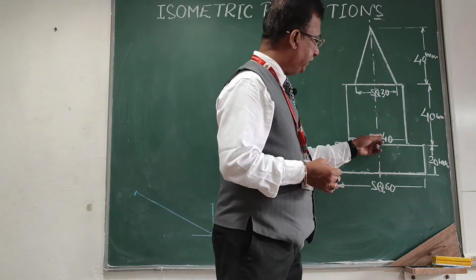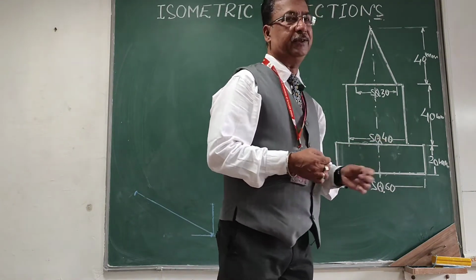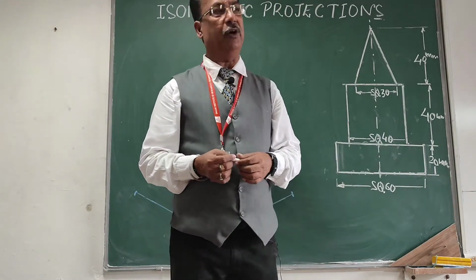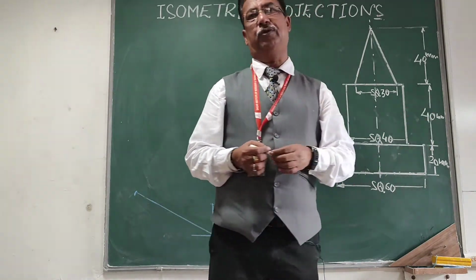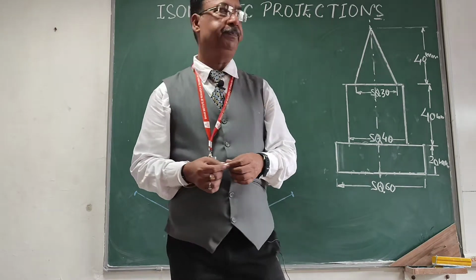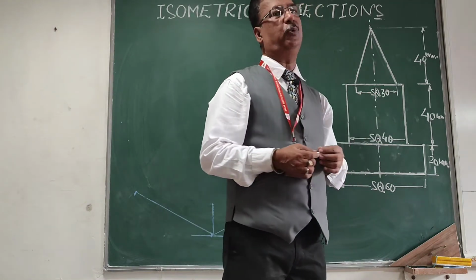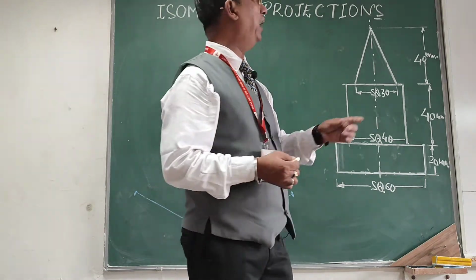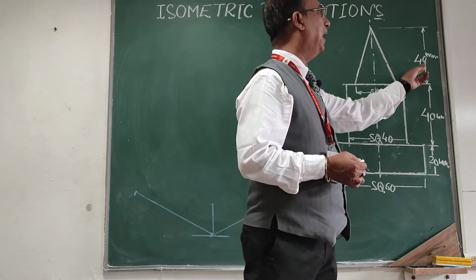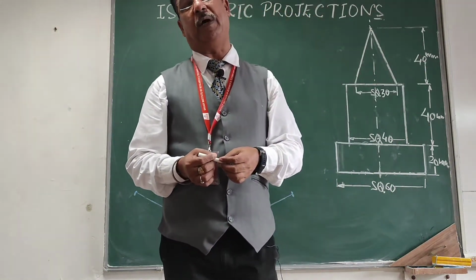Then above that there will be again the word SQ. SQ 40 means a square base of 40, and the height is again 40. So, that means that will be a cube. Above that there will be square 30. Square 30 means again the base will be square. You are seeing the apex, the height will be 40 mm. So, that will be a square pyramid.